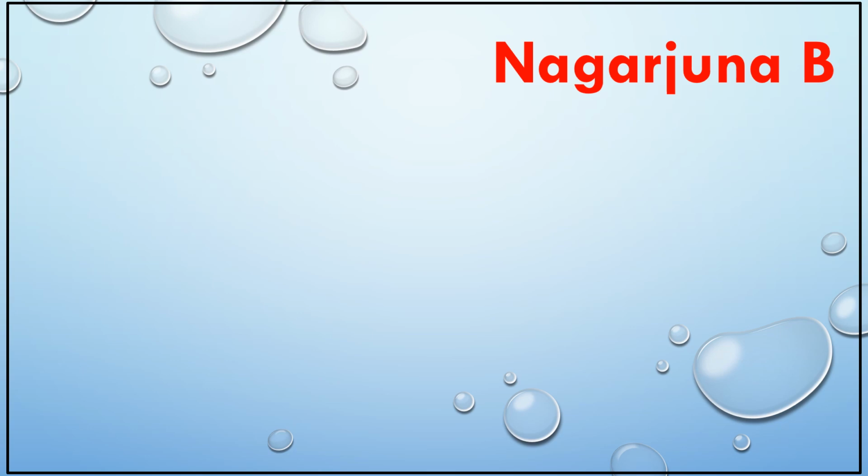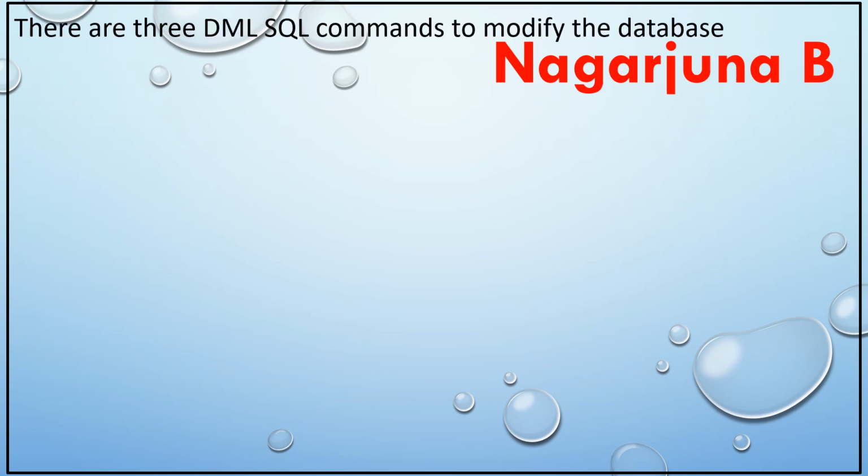DML commands. There are three kinds of DML SQL commands which are available for the purpose of modifying the database. That means we can change the contents by using a certain kind of commands, and those are called DML SQL commands, data manipulation language. DML in the sense data manipulation language. These kind of SQL commands we use for the purpose of modifying the data which is present in a database.